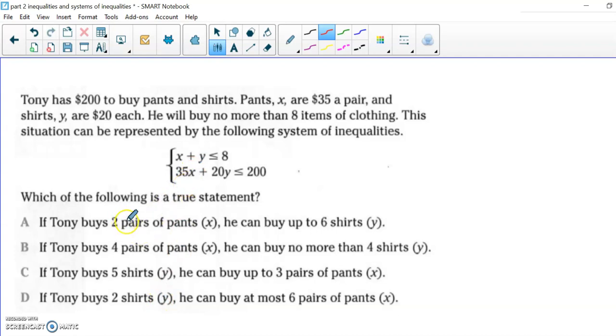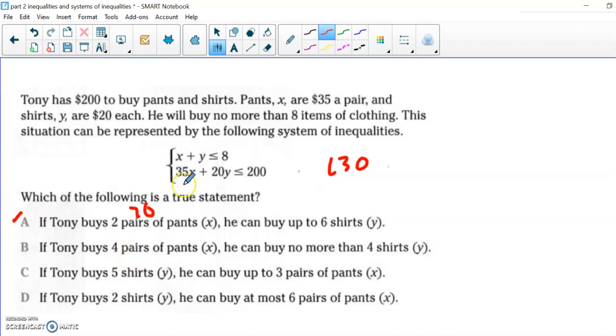So it says if he buys 2 pairs of pants, so I'm going to say 2 times 35, so that means he's spending $70. He can buy up to 6 shirts. Okay, so let's subtract 70 from that. So that means we have $130 left over, and each shirt costs $20. So 6 times 20, let's see how much money that's going to cost us, is $120. Okay, that one's going to work. That one's possible. Let's just check the other ones.